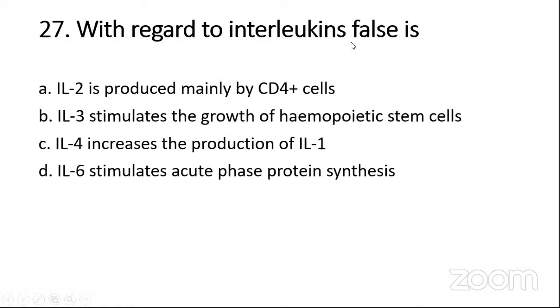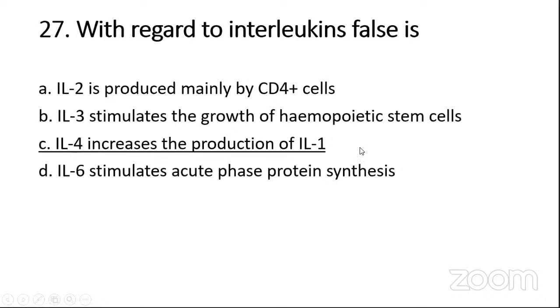With regard to interleukins, which are false? Interleukin 2 is produced mainly by CD4 positive cells. Interleukin 3 stimulates the growth of hemopoietic stem cells. Interleukin 4 increases the production of interleukin 1. Interleukin 6 stimulates acute phase protein synthesis. So which is the false?